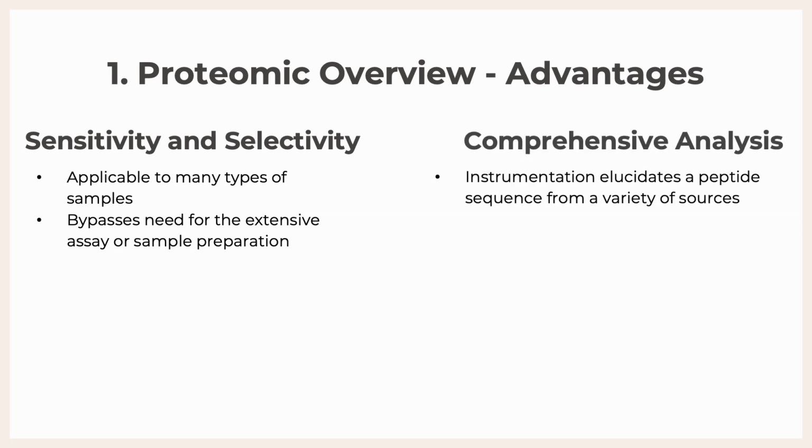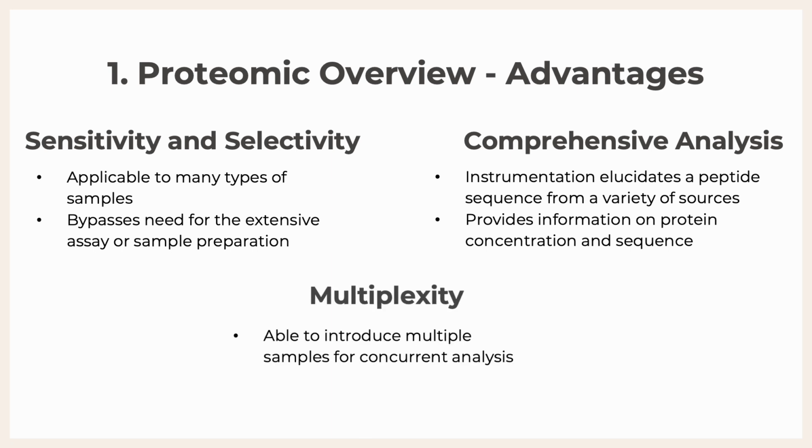The second advantage is comprehensive analysis. You can get both qualitative and quantitative data. So essentially, is the protein there? And if so, how much of it is in the sample? And finally, multiplexity, which is very important and very convenient. Multiplexity just allows for high throughput analysis. So you can do multiple at a time, and this is because mass spec allows for concurrent analysis.